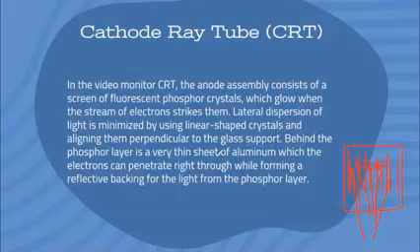Yes, behind the phosphor layer is a very thin sheet of aluminum which electrons penetrate right through while forming a reflective backing for the light from the phosphor layer. So, I will just discuss it. You can see the parts of your cathode ray tube.